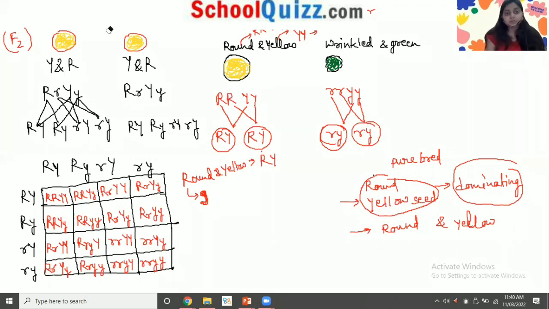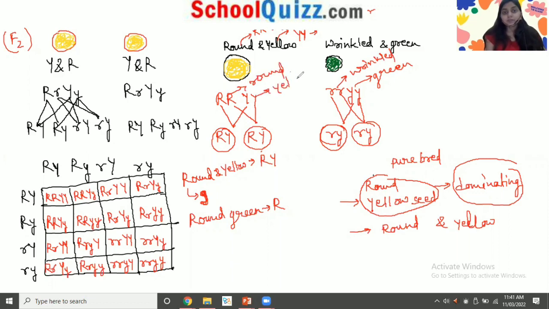Okay. And for round and green seed, there must be a combination of the capital R, because R is indicating the round and R is the dominating. So if there is an R in a square, it will dominate and the seed will be round. And for the green, this is the green. We have written here the indicating characters. So this is for the green, this is for the wrinkled, and the rest, you know, this is for the round and this is for the yellow.